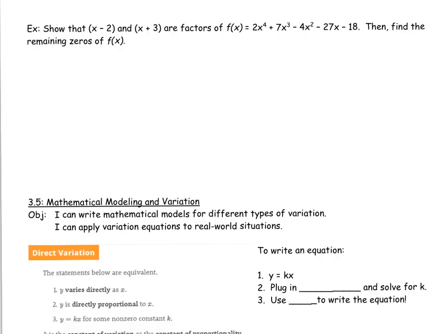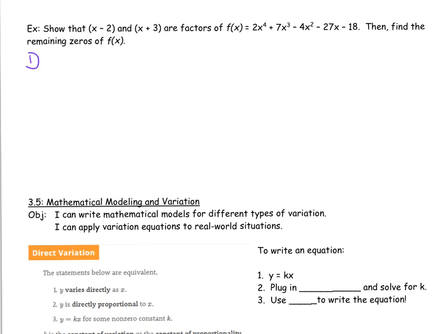In our final example, it says show that x minus 2 and x plus 3 are factors of this quartic function f of x equals 2x to the fourth plus 7x cubed minus 4x squared minus 27x minus 18. Then find the remaining zeros. Boy, do we have our work cut out for us on this one. All right, so in our step 1, it's going to be twice as big as it was in the last example because we're verifying 2 of our factors.